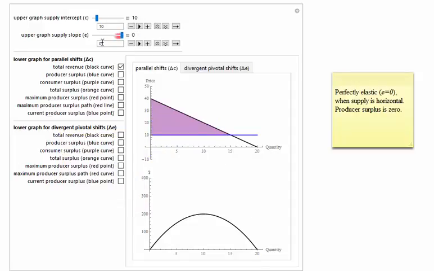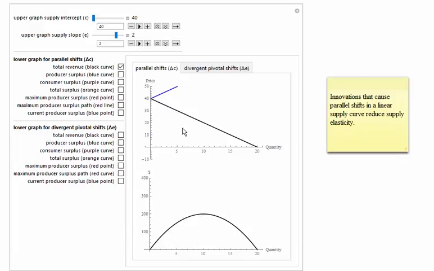When the slope of the supply curve is 0, the producer surplus is 0, everything's consumer surplus, and also the supply curve is horizontal and is perfectly elastic. I'm not going to draw it, but the supply curve would be vertical when the slope is infinity, and it would be a vertical supply curve for a perfectly inelastic supply, which would be elasticity equal to 0. And producer surplus would equal total revenue in this case. So all of total revenue would be producer surplus.